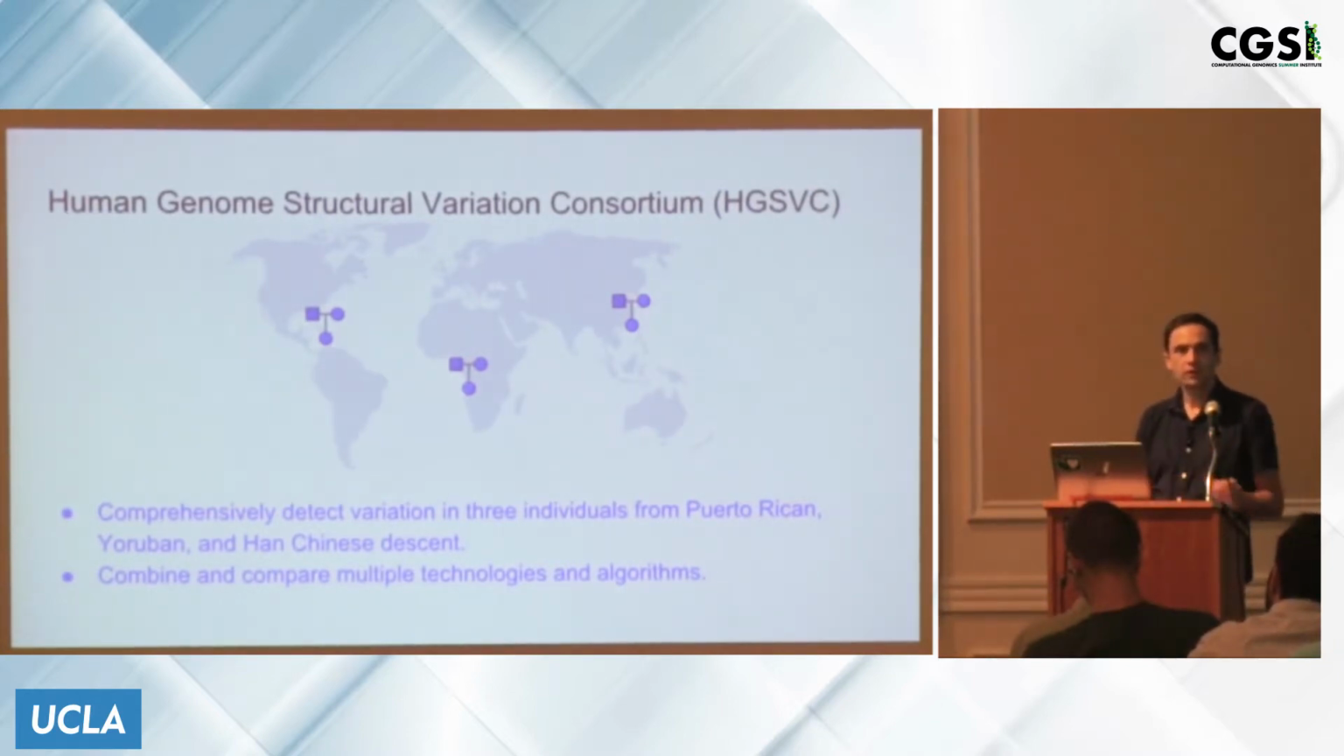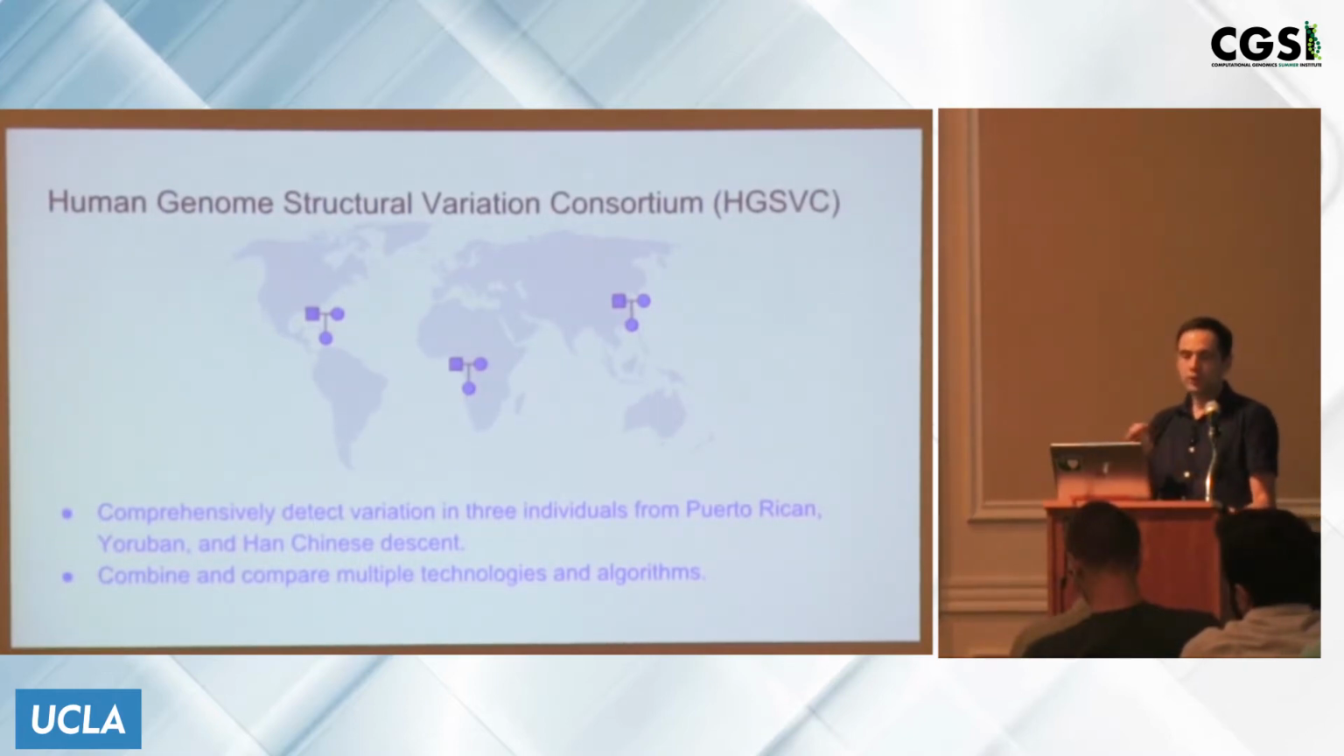So the last bit, I'll try and go over some of the work that the Human Genome Structural Variation Consortium, the HGSVC, has been doing to try and comprehensively define structural variation in 3 genomes, or rather 3 trios that we've been looking at. One from Puerto Rican, Yoruban, and Han Chinese. This is to try and span the range from admixed, highly divergent, and lower divergence within haplotypes.